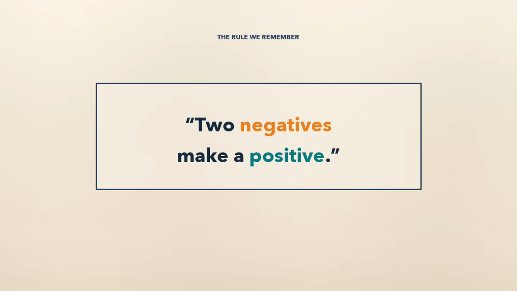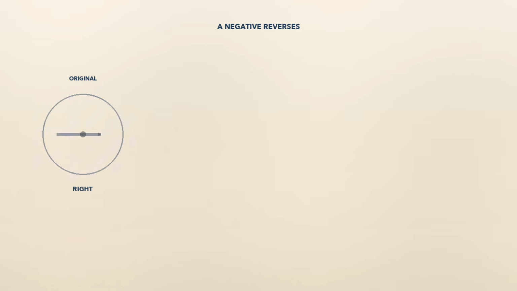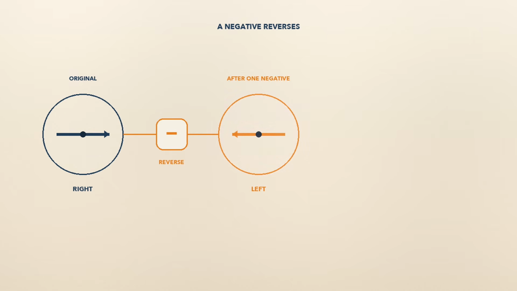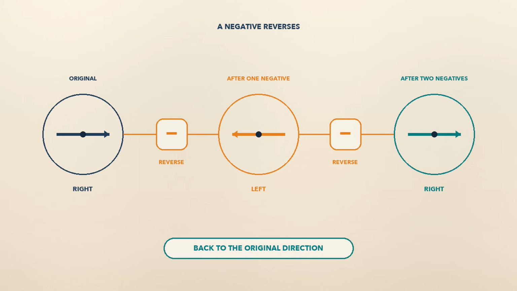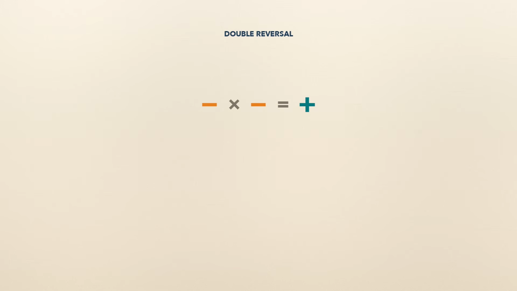So the next time someone says, "Two negatives make a positive," remember what is really happening. Negative represents a reversal, and reversing a reversal returns us to the original direction. That's why a negative times a negative doesn't merely happen to be positive. It has to be positive.